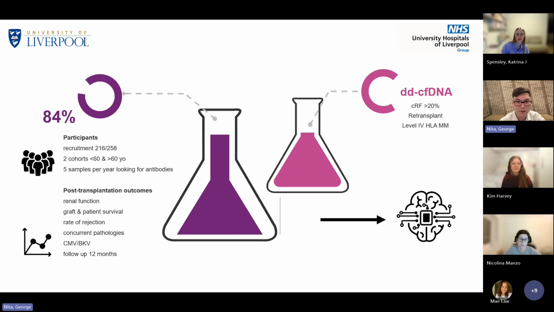And this is where we are now. I've recruited about 84% of our patients, so about 216 patients recruited in the large cohort study, and we want to do a subgroup analysis on those who are deemed high risk. So, in other words, they've got a higher antibody burden, they've been retransplanted, or they got a high level mismatch.